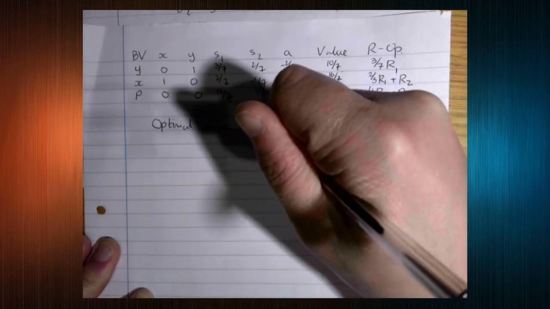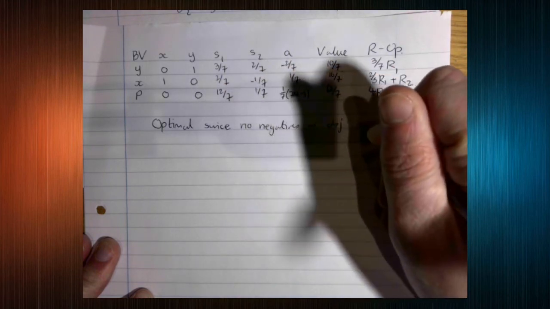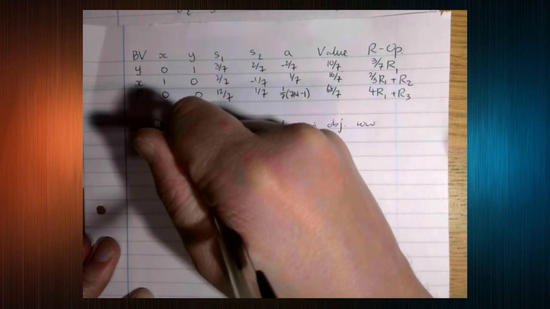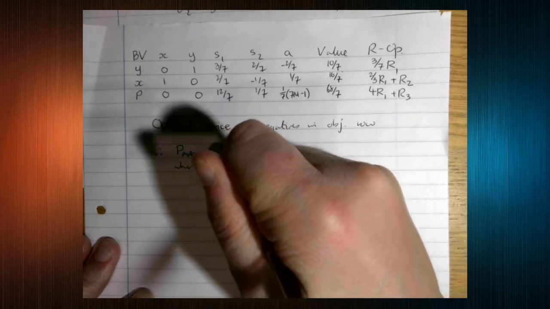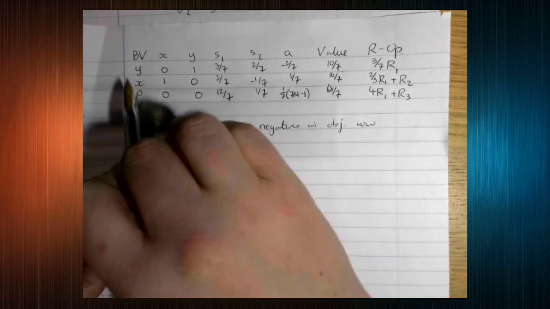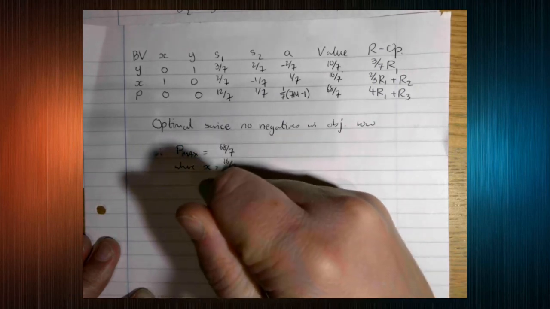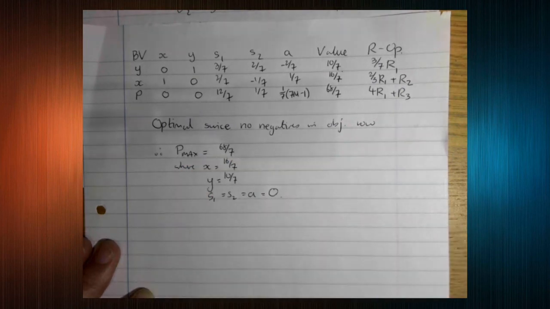So optimal, because there are no negatives in the objective row. So therefore, the maximum value of P is 68 over 7. Where x equals 16 over 7, y equals 10 over 7, and then s1 equals s2 equals a, which is 0. And we're done.